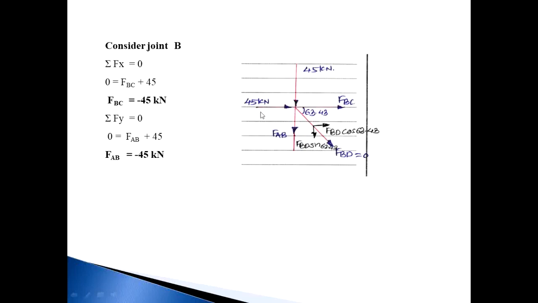So first consider summation Fx is equal to 0. In the horizontal direction, two forces are there. There is 45 kilonewton and FBC. Both are going to the right side. So 0 is equal to FBC plus 45. So FBC is equal to minus 45 kilonewton. Then next, summation Fy is equal to 0. So the vertical forces are two, that is 45 kilonewton and FAB. Both forces are going in the downward direction. So 45 plus FAB is equal to 0. So FAB is equal to minus 45 kilonewton.